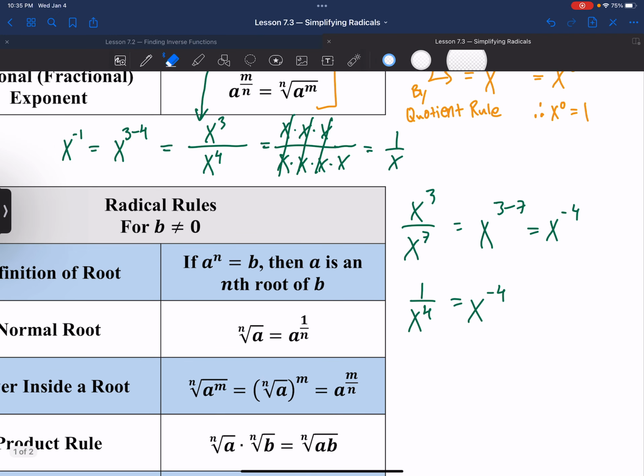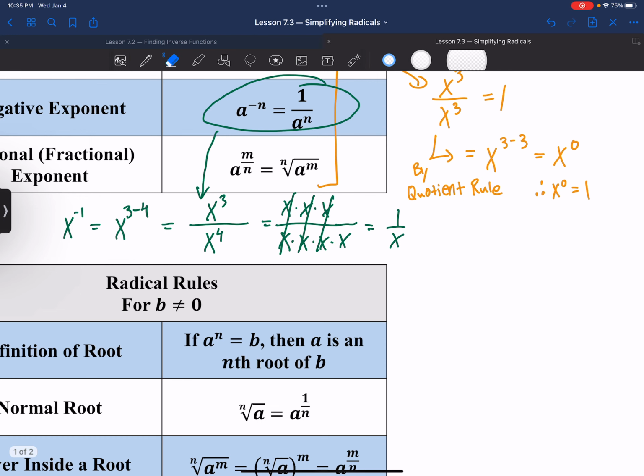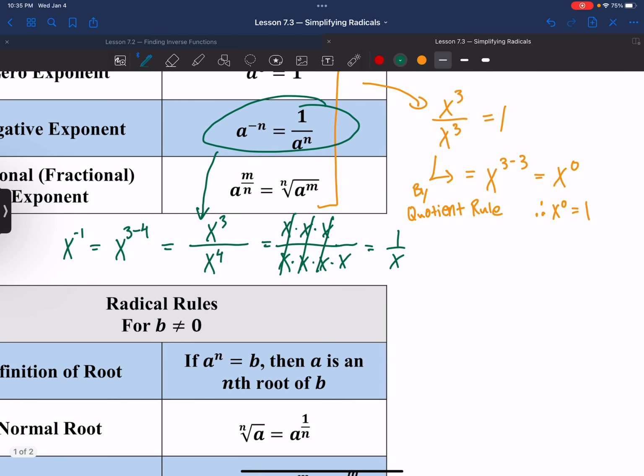One other thing to maybe mention right here while we're on the topic of this is this does work in the denominator as well.